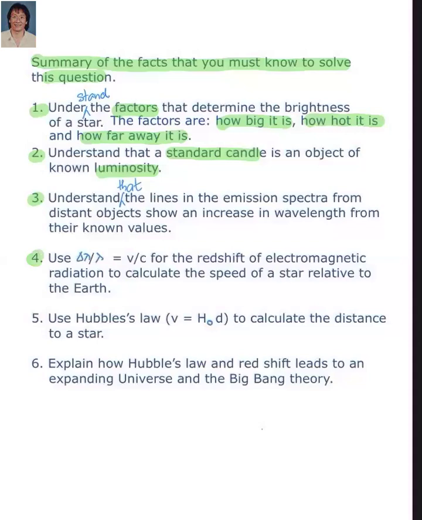Number 4, you must use this equation for the redshift of electromagnetic radiation to calculate the speed of a star relative to the Earth. Then number 5, use Hubble's law, which is v equals H₀d, to calculate the distance to a star. And finally, you must be able to explain how Hubble's law and redshift lead to an expanding universe and the Big Bang theory.